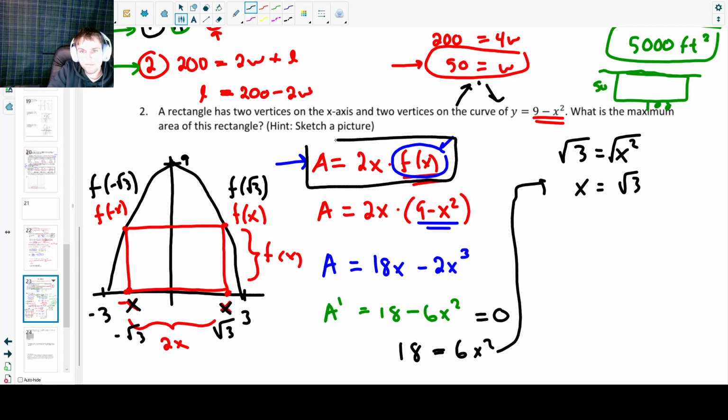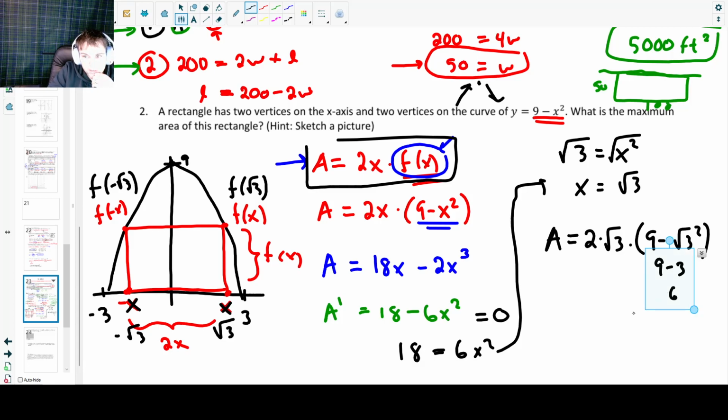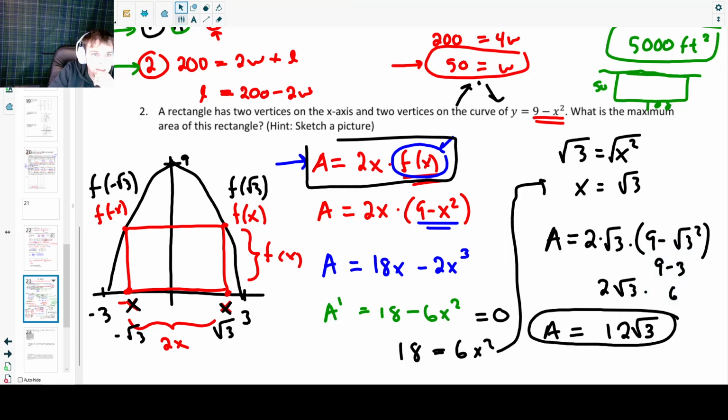Cool. So what is the maximum area of this rectangle? Let's use our formula. We got the area equals 2 times the square root of 3 times f of the square root of 3, which is 9 minus the square root of 3 squared. That's 9 minus 3, that's 6. So we have 2 square root 3 times 6. So we get an area of 12 square root 3 as our maximum.